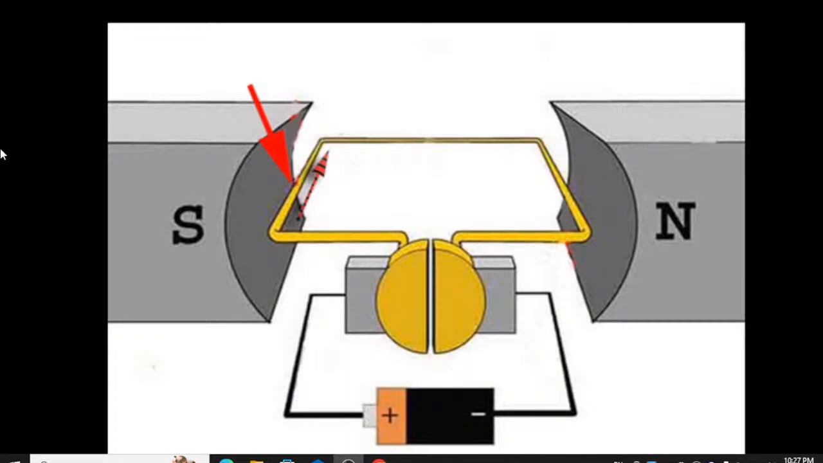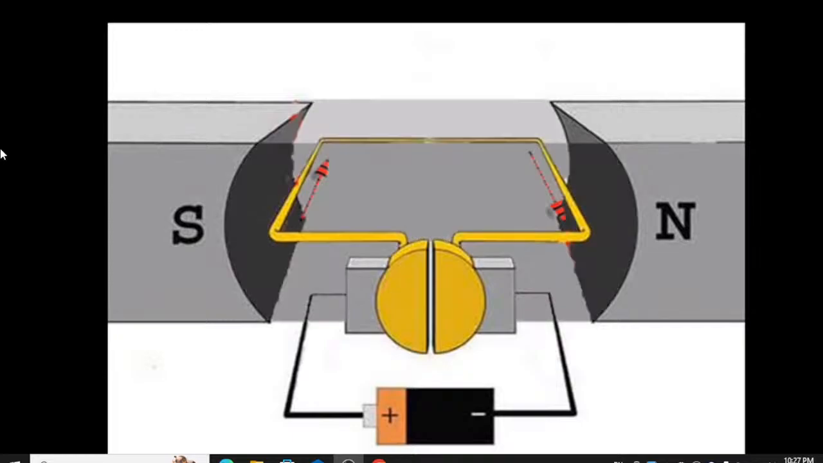Current in the left side conductor flows inward and current in the right side conductor of the turn flows outward. As we see, the conductors are carrying current and placed inside a magnetic field. Both of them experience mechanical force acting on them.